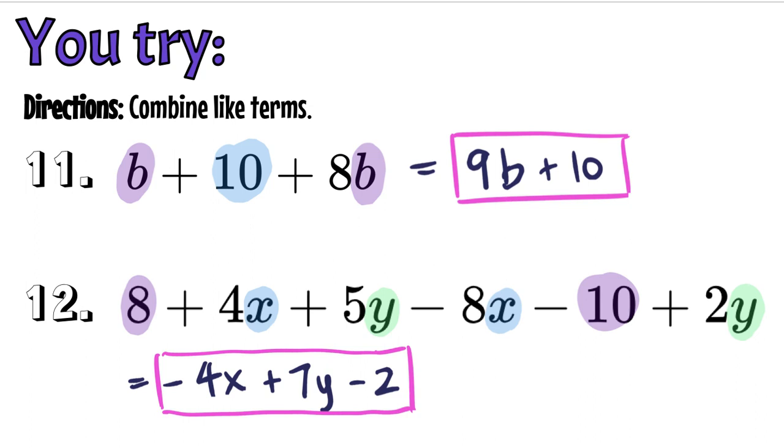Again, notice that we have the order negative 4x. That's because x in the alphabet comes before y. Therefore, we generally put them in alphabetical order if there are 2 different variables in our expression. Negative 4x plus 7y minus 2.